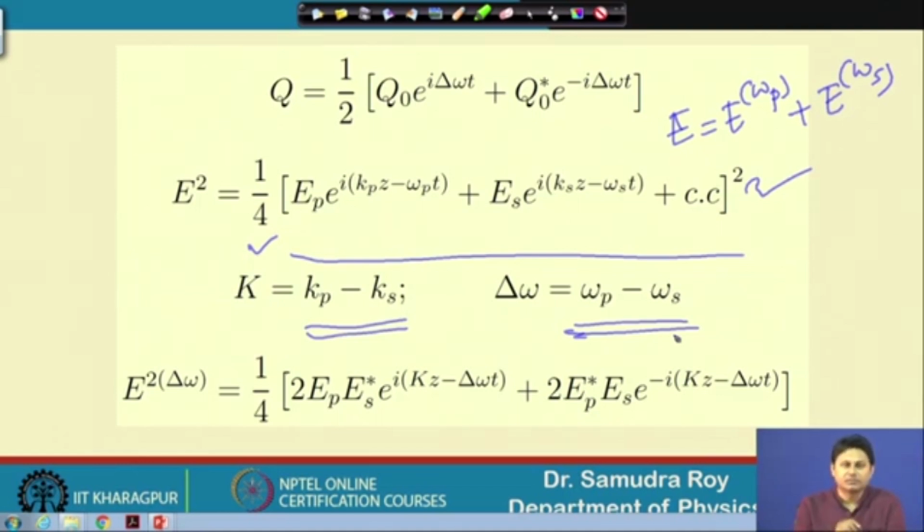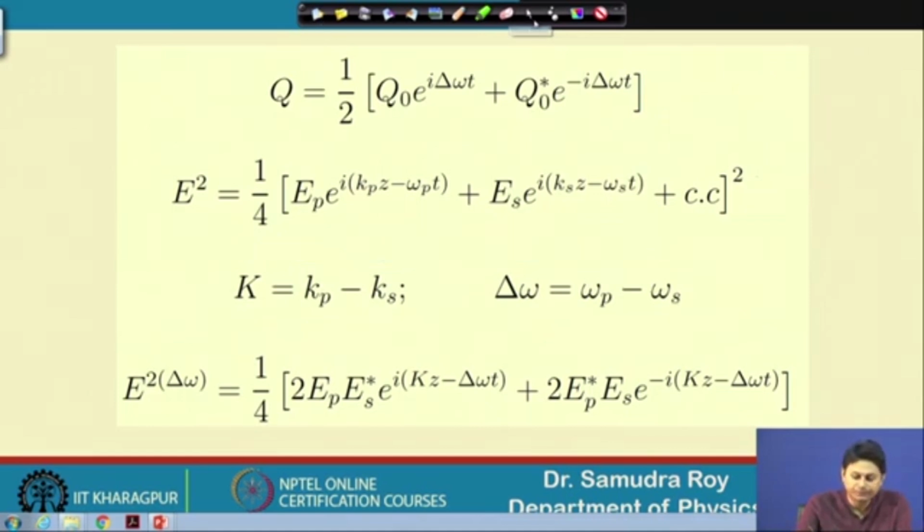E square, please note that E square has many frequency components. When you make the square term, you will have one frequency 2 omega p, and 2 omega s is another frequency. So 2 omega p and 2 omega s are some sort of second harmonic generation. But apart from that, there are a few other frequency components, and one important frequency component that we have is omega p minus omega s. This omega p minus omega s term is important because E square is a force term.